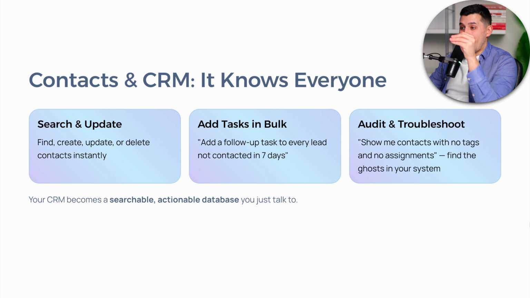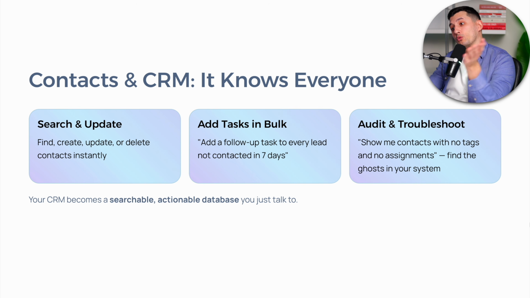Moving on to the next category, which is contacts and CRM. Because this AI can search, create, update, delete contacts, it knows everything about everyone. It can add tasks to contacts. For example, those who have not been followed up, you can just type, hey, give me a list of leads that have not been followed up with in the last 7 days by their assigned salesperson. Add a task to all of them to follow up.